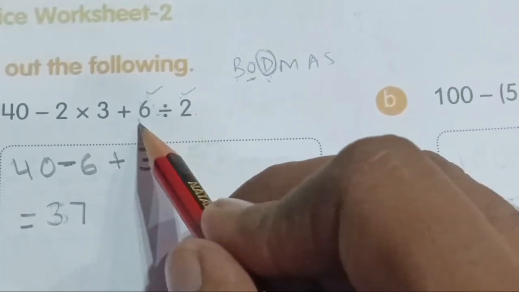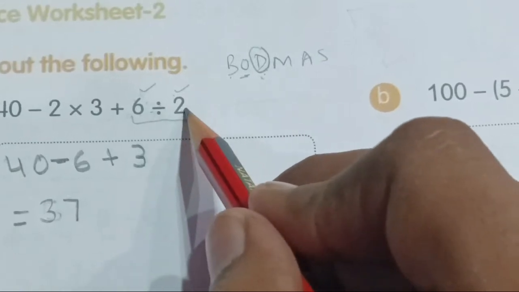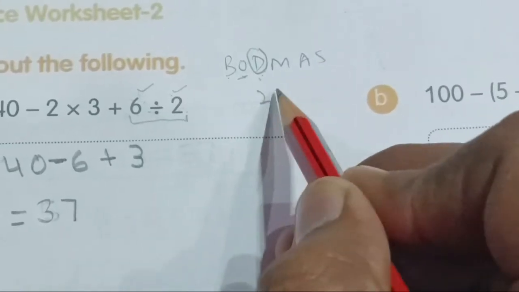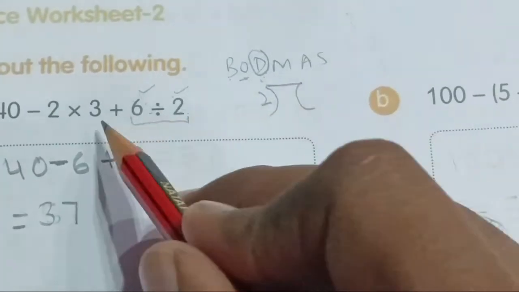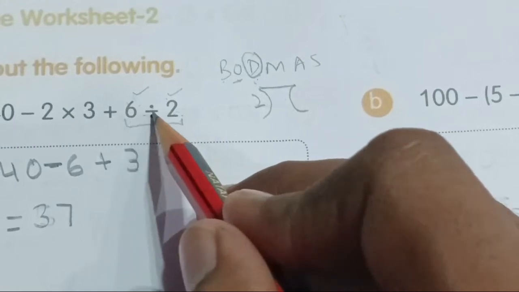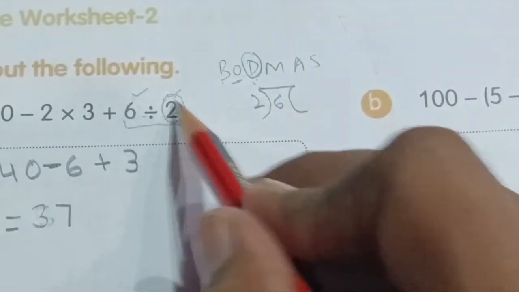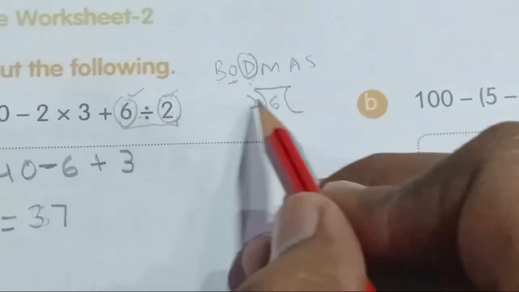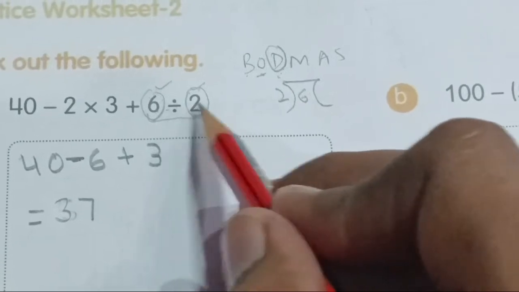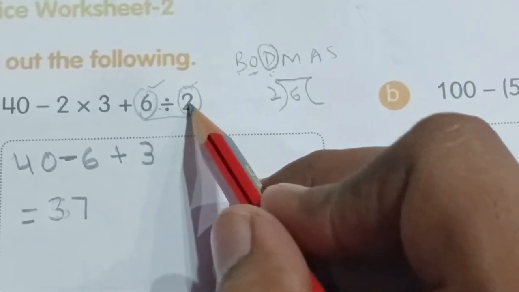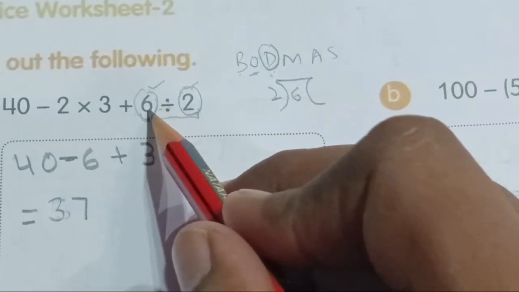Whenever this kind of situation is given, what you have to do is put the number given after the division symbol outside the division bracket, and the number before the division symbol inside. You have to make this number the divisor and this number the dividend. Remember always that the number after the division symbol becomes the divisor, and the number before it becomes the dividend.